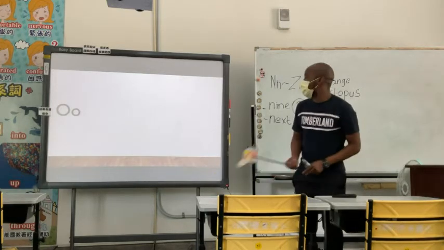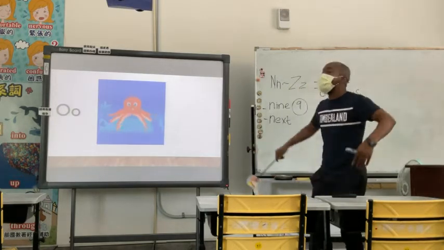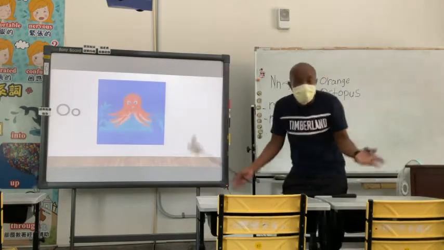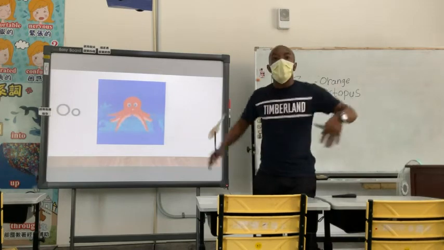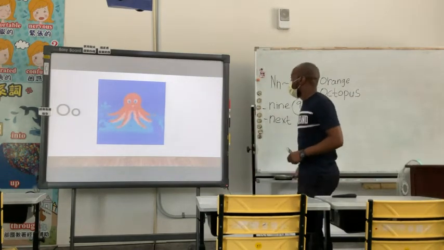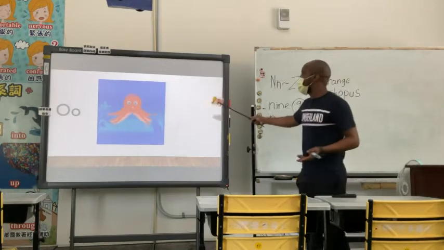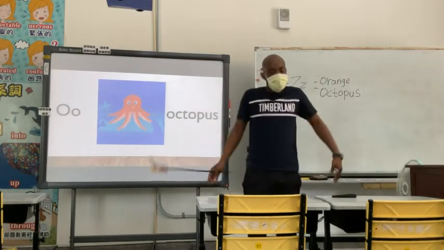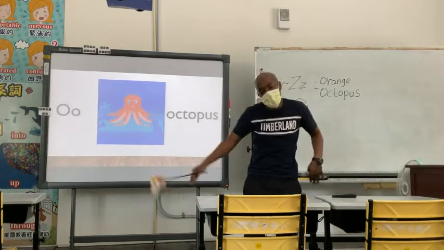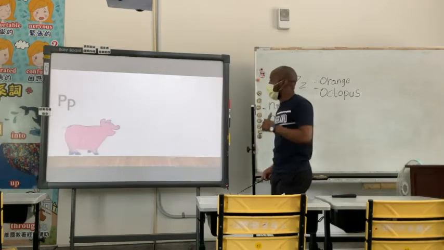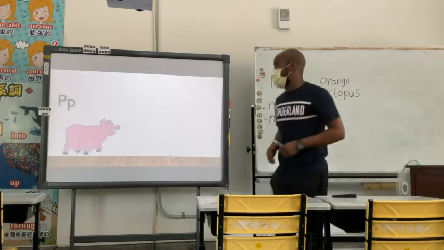Great job. Now let's find out. Bing! An octopus. Say octopus. Octopus. Great job. Here's an octopus, like a jelly thing, you know, it's so soft. That's an octopus.